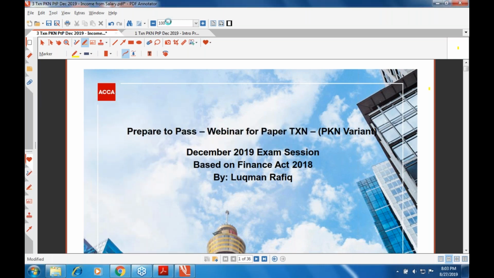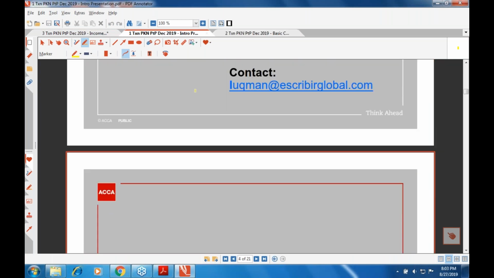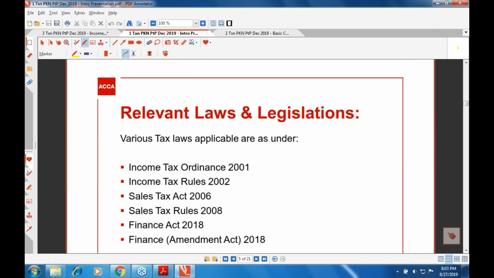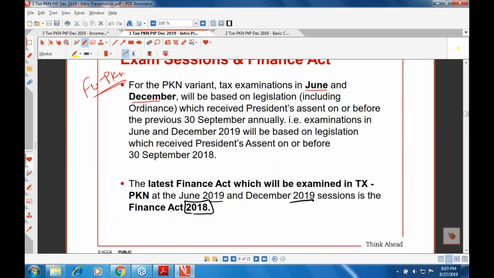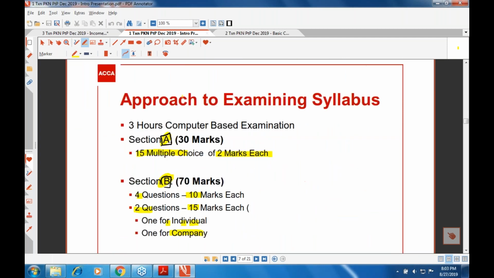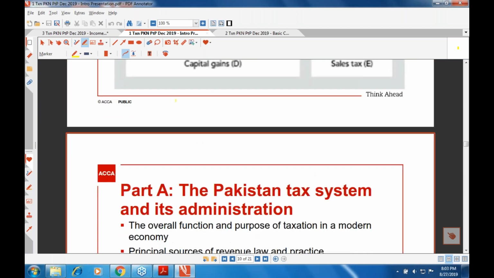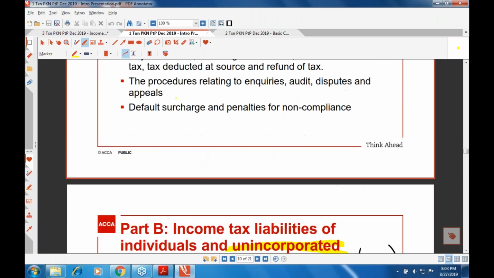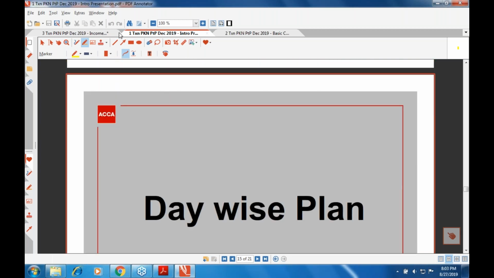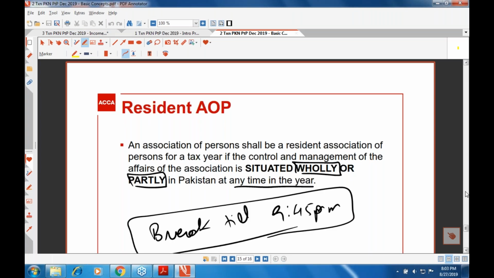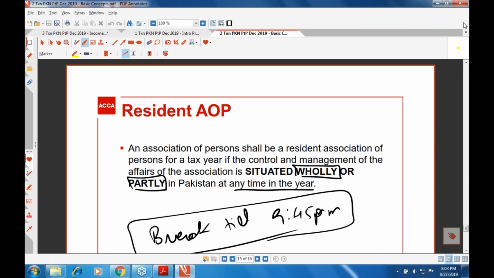In yesterday's session, we started off discussing the background of this specific paper, taxation Pakistani variant. I discussed the variant laws and regulations which are applicable. I discussed how the exam sessions are being conducted by ACCA, what the approach to examining the syllabus is, and then I discussed the syllabus also. Later on, we talked about the syllabus areas, and then the day-wise plan.